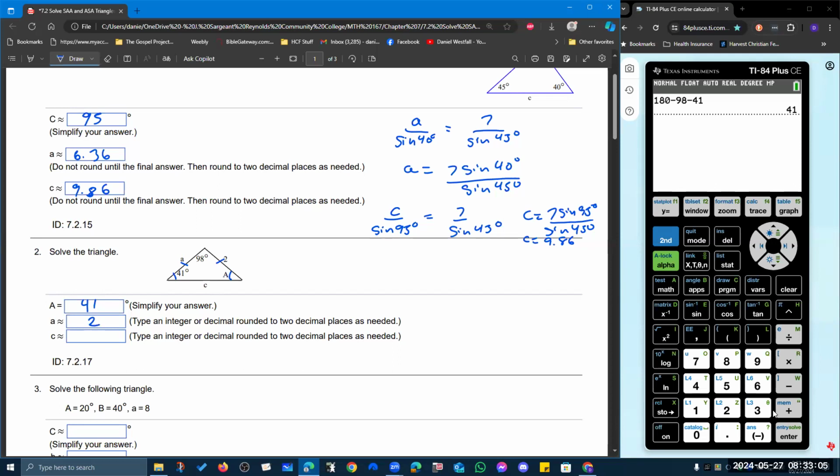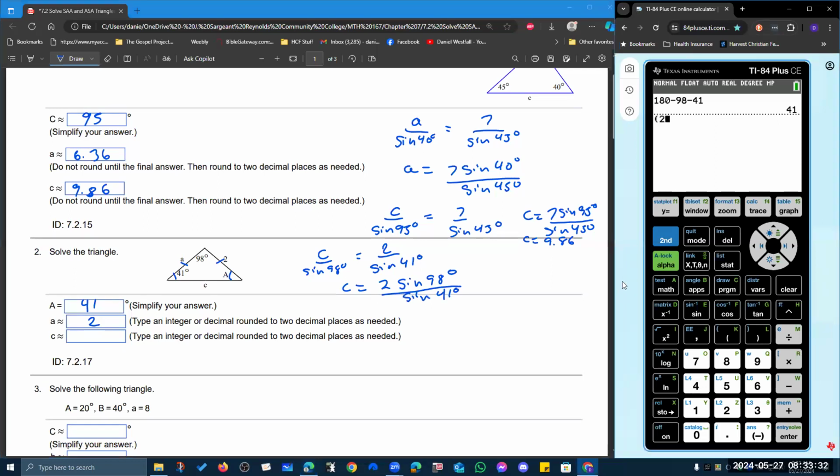So let's use the law of sines now to find side C. C is to sine of 98 degrees as 2 is to sine of 41 degrees. So C equals 2 sine of 98 degrees over sine of 41 degrees. 2 sine of 98 divided by sine of 41 is 3.02.